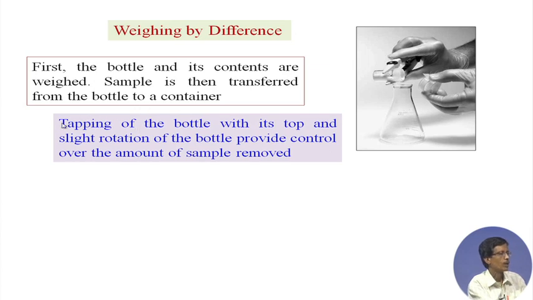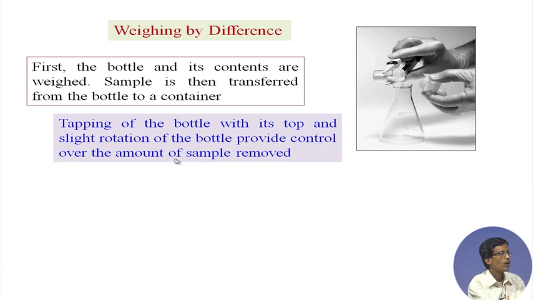So, this you do first, then how to transfer. There is some terminology associated with this technique: tapping of the bottle with its top and slight rotation of the bottle, by which you control the transfer of the solid powder, be it potassium dichromate, oxalic acid or sodium oxalate. Slowly we can transfer it to the sample container. If we want to transfer, say, 1.2258 gram, we should transfer slowly. Otherwise, the whole lump will come out from the weighing bottle and fall into the conical flask.